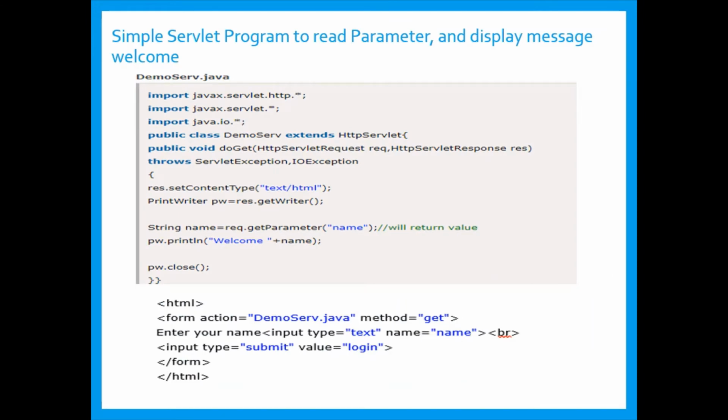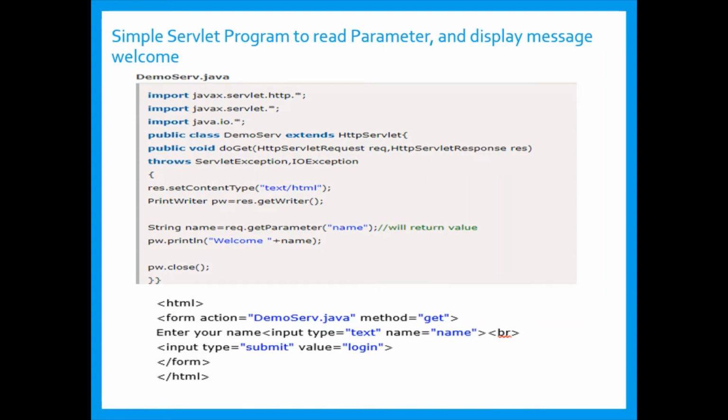Thus, this is a simple example which uses a servlet program to read the parameter from the client and display the message welcome. There are two files, one is the servlet code, another is the HTML code. The servlet code file name is given as demoserv.java, whereas the HTML file name is given as login.html. So the login.html file contains one text field, that is enter your name.